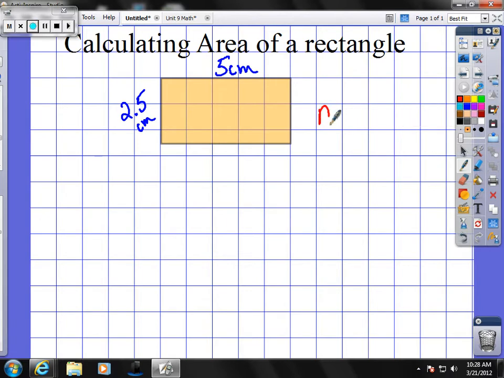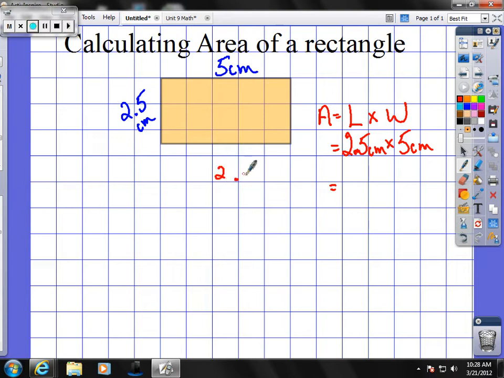I know that the area of a rectangle equals its length times its width, and I know that my rectangle is 2.5 centimeters long, there's a decimal point there, times 5 centimeters wide, and now I would have to multiply. So again, we remember how to multiply decimals.